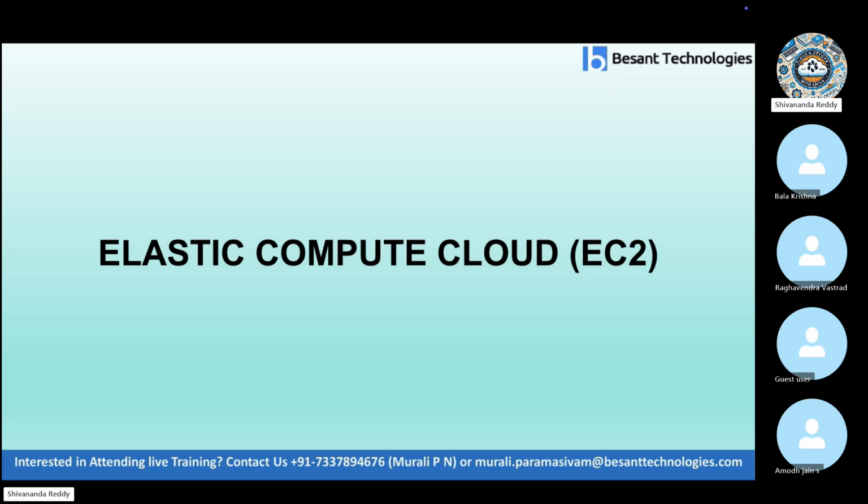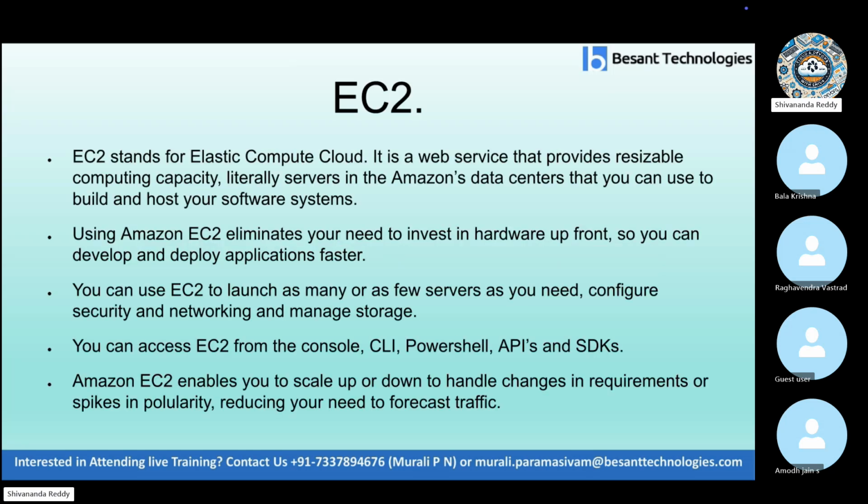Compute is nothing but CPU, memory, disk, network. These components we call compute. That means CPU, memory, disk, network configurations. These configurations are elastic, meaning anytime you can increase, anytime you can reduce. Where these are all available in the cloud, that is called elastic cloud computing. In short form, we call it EC2. So EC2 stands for Elastic Compute Cloud.